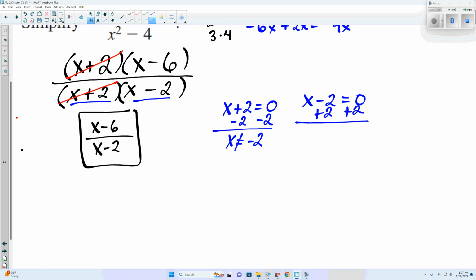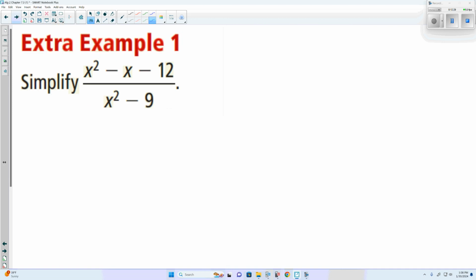Here we can add 2 to both sides, telling us that what value of x is going to make x minus 2 be 0? Well, that'd be positive 2. So x cannot be positive 2. So for us here, x cannot be positive or negative 2, if we're listing the restrictions. Questions on this here? Let's look at the next one.